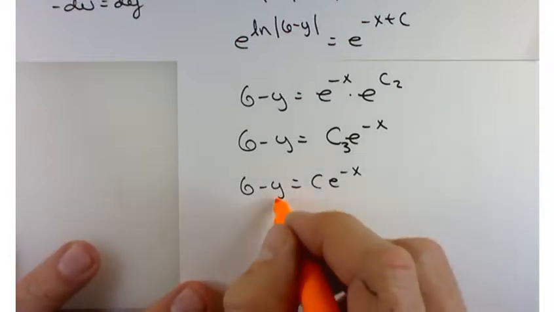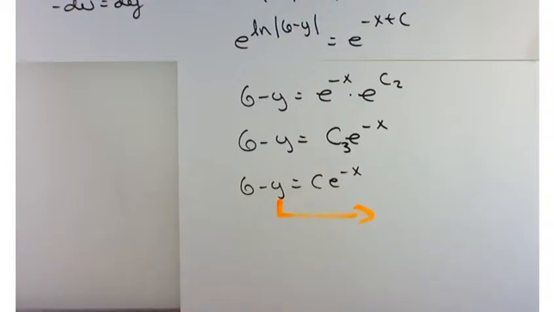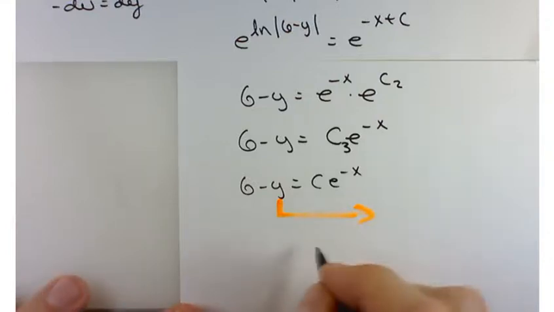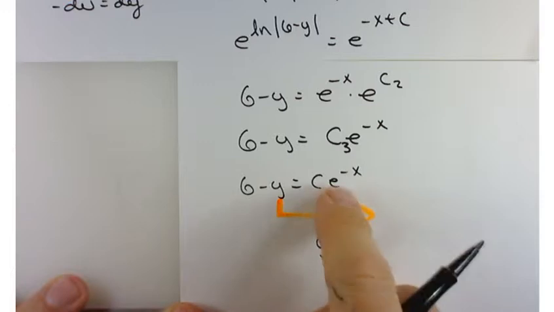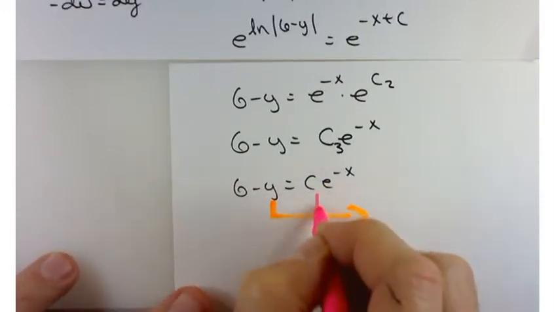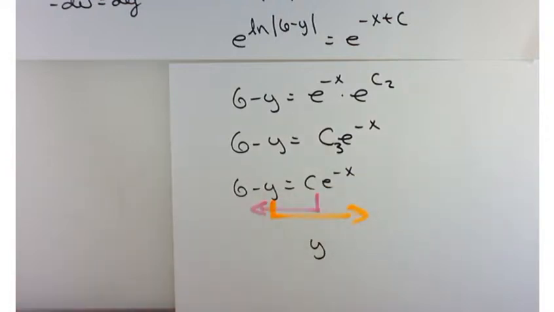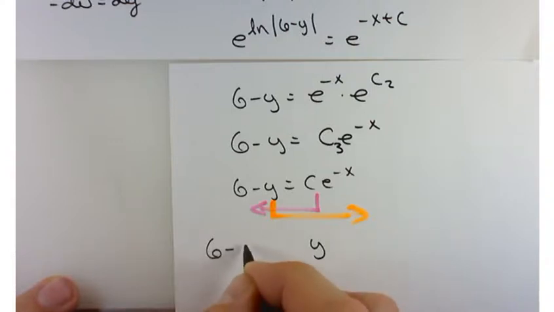So I'm going to make kind of a little sleight of hand here. I've got a negative y here. If I move that y to the right-hand side, it changes sides and it also changes signs. So I'll get a y here. And then I'll move this to the left-hand side. And in a similar way, it's going to change signs. So I'll get 6 minus a constant e to the negative x.